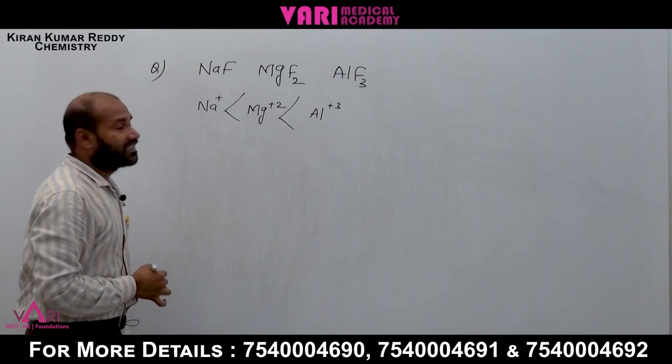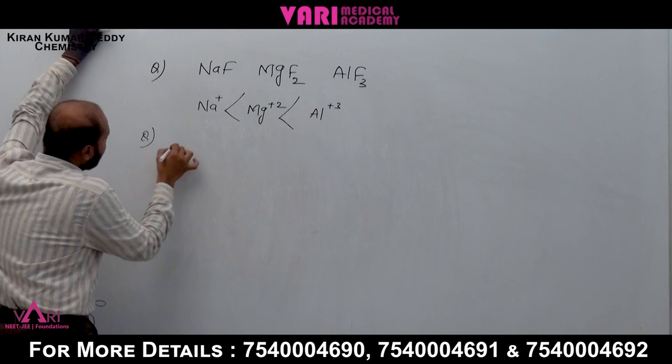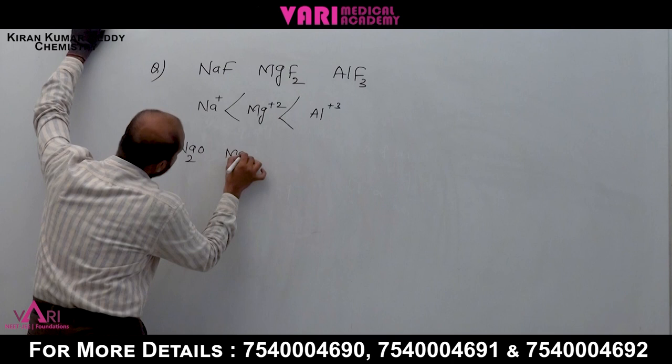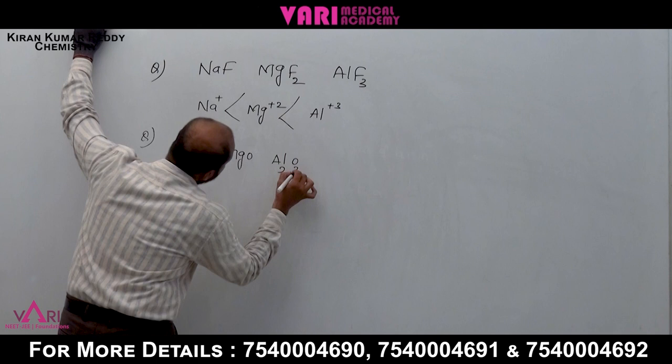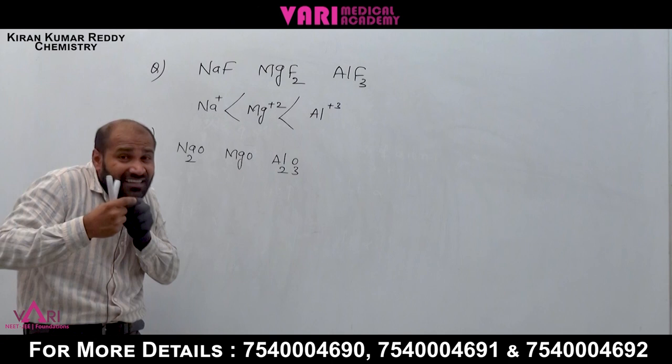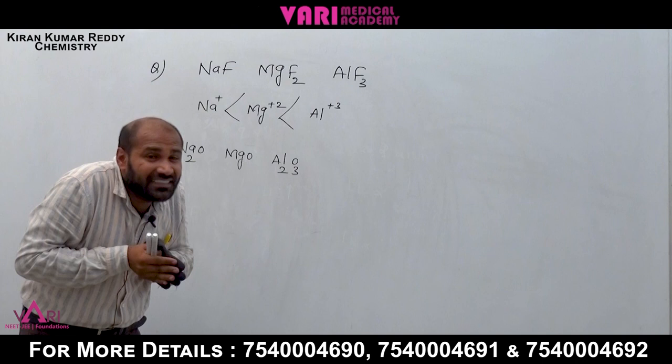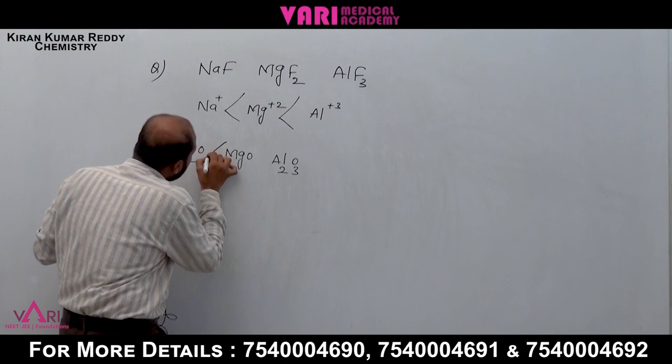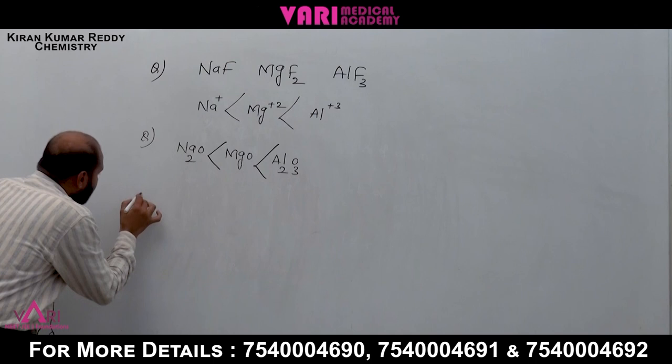Question number 2, write down. Na2O sodium oxide, magnesium oxide MgO, next one is Al2O3. This is the example given. Now sodium oxide has Na plus, magnesium plus 2, Al plus 3. Charge of the cation is plus 1, plus 2, plus 3. Charge is increasing. When charge increases, lattice energy increases. Next example, write down.